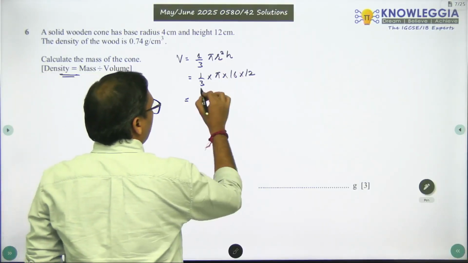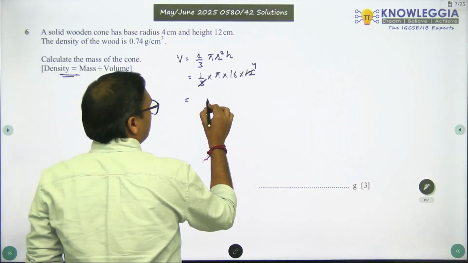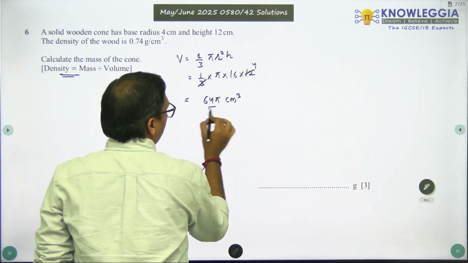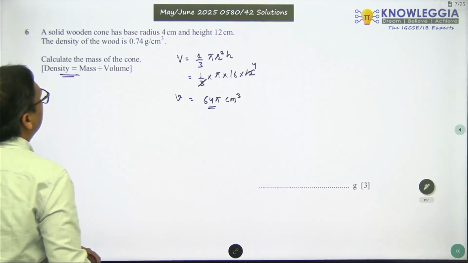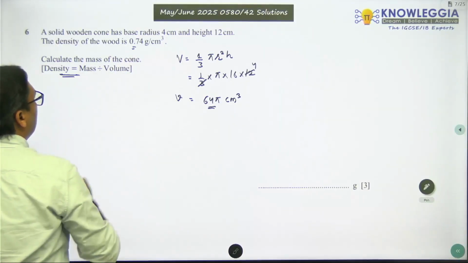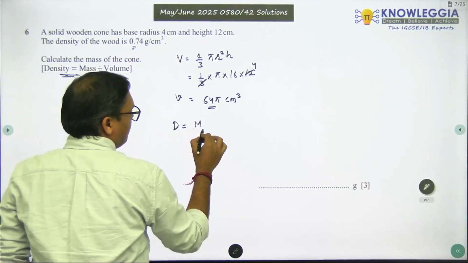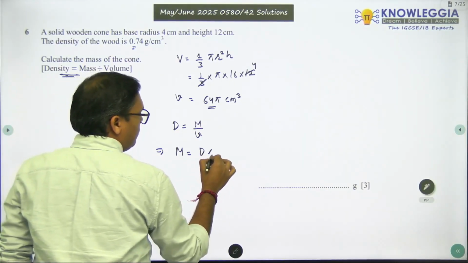So this is cancelled, 4, 64 pi centimeter cube is the volume. That is the volume. Now, what is the density? Density is given to you. You have to write the mass. So what is density? This is mass upon volume. So what is the mass? Mass is equal to density into volume.